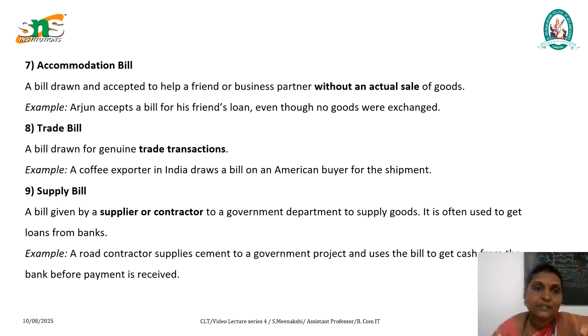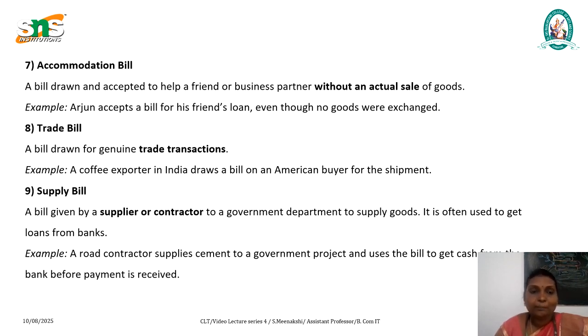Then another type is accommodation bill. When a bill is drawn and accepted to help a friend, with no business interest involved, it is called accommodation bill. There will not be any actual trade happening here. Only for the purpose of helping a particular person, these kinds of bills are drawn. For example, Arjun accepts a bill for his friend's loan even though no goods were exchanged. In this transaction there is no actual exchange of goods, but Arjun wanted to help his friend. That's why he draws the bill. Then the trade bill is genuinely drawn only for trade transactions.